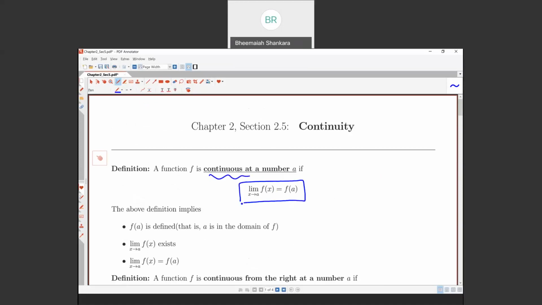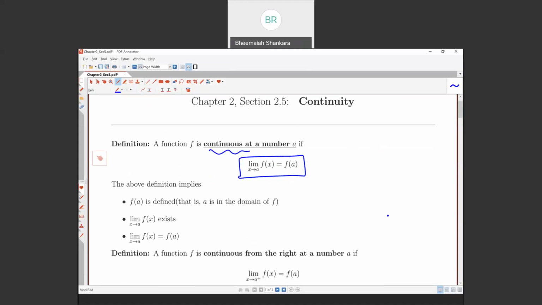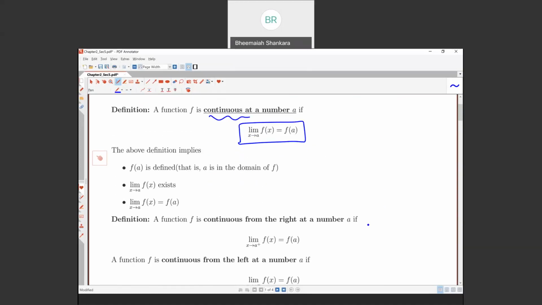So let's understand the properties which need to be satisfied so that we can say that the function f is continuous. The definition here implies property 1: the function at a is defined. Property 2: the limit as x approaches a of f of x should exist, which means the limit should exist. Property 3 says then you can say the limit as x approaches a of f of x equals f of a.